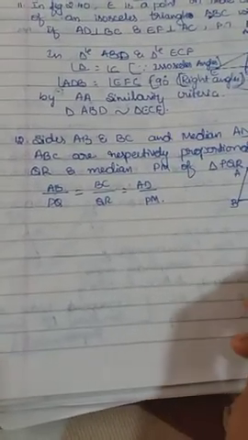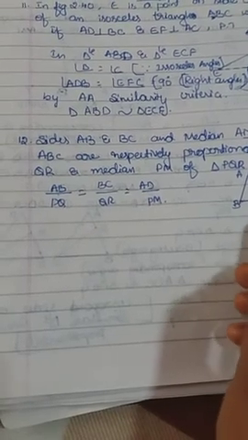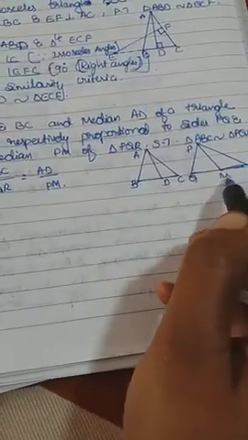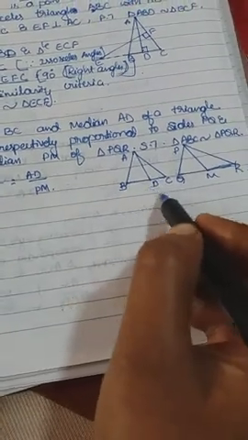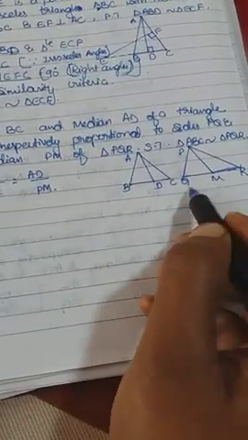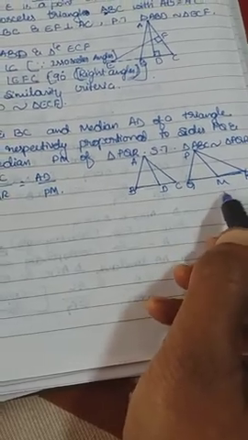Median means it divides the side equally. AD divides BC: if BD is 1, CD is 1, so total BC is 2; if it is 4, it is 2 plus 2, like that it divides. So we can write BC equals 2BD, because BD and DC are both equal, and QM and MR also are both equal. BC equals 2BD we can write, and QR equals 2QM or 2PM we can take.